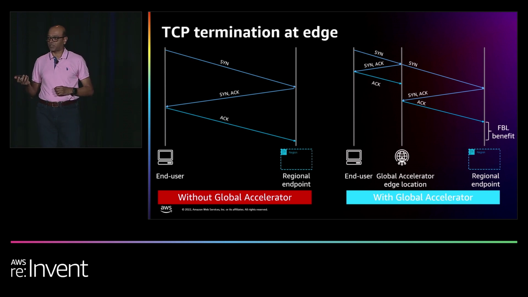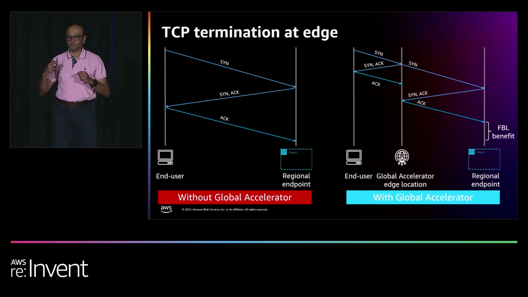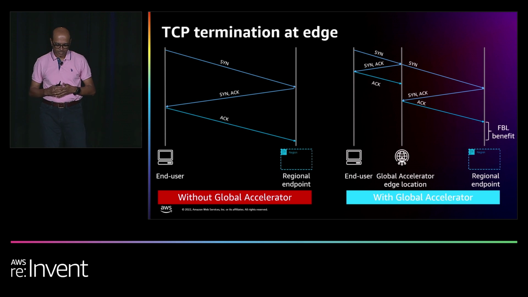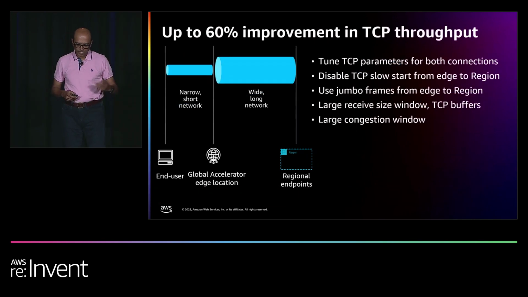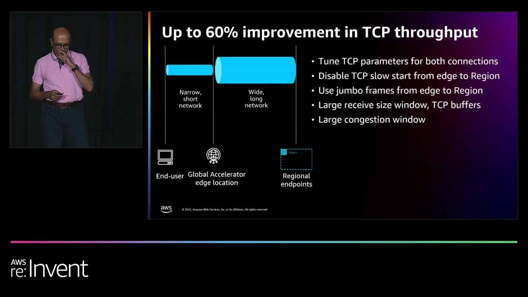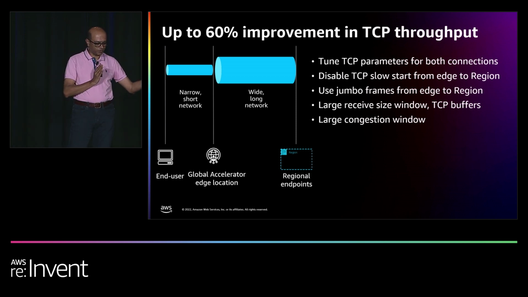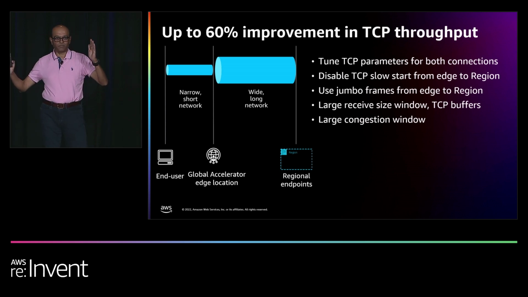This is really valuable for a large class of TCP workloads. In particular, think about highly interactive workloads with a high number of requests per second, API workloads for example, which can really benefit from this optimization at the edge. The benefits are more than just an improvement in first byte latency. It also translates to an improvement in throughput. TCP termination allows you to get up to 60% improvement in throughput. One way to think about this is that there is a narrow, short network between the end user and the Global Accelerator edge location, and a wide, long network between the Global Accelerator edge location and your regional endpoint.